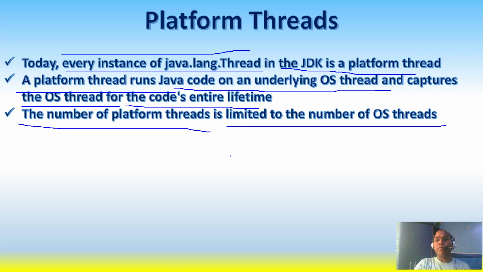Since Java started with the multi-threading concept, whatever thread you create, like a new Thread, is by default a platform thread, meaning for each task it creates one OS thread. So the question is, how can we create virtual threads?